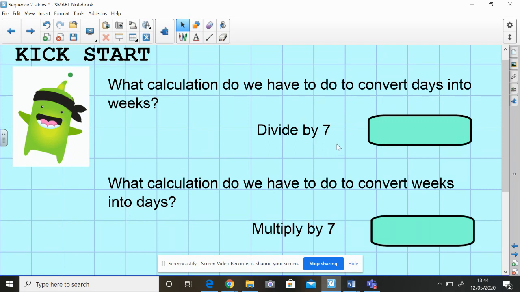Why do we multiply and divide by 7? We multiply and divide by 7 because we know in 1 week there are 7 days. So to convert days into weeks, we divide by 7. And to convert weeks into days, we multiply by 7. So remember those two things, and that will help you in your sheet.